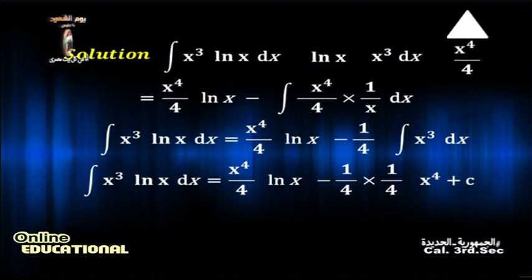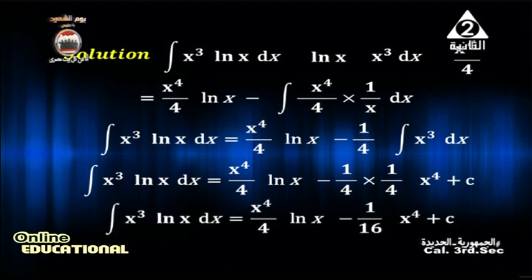Then integration x power 3 ln x dx equals x power 4 over 4 ln x minus 1 over 4 multiplied by 1 over 4 x to the power 4 plus the constant c. Then the integration equals x power 4 over 4 multiplied by ln x minus 1 over 16 x to the power 4 plus the constant c.